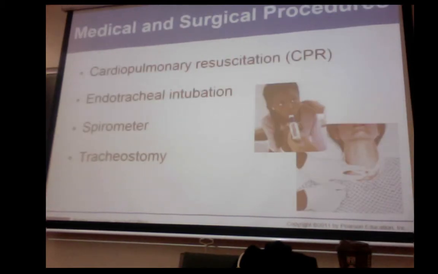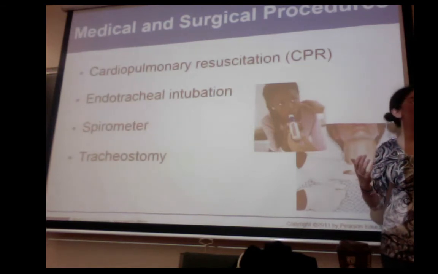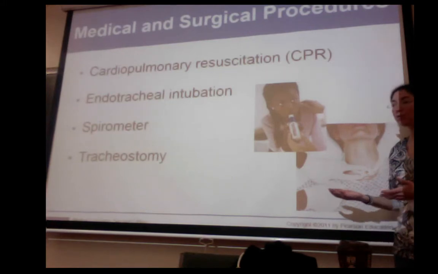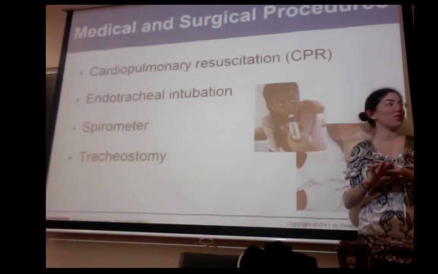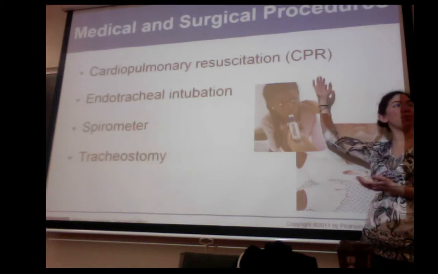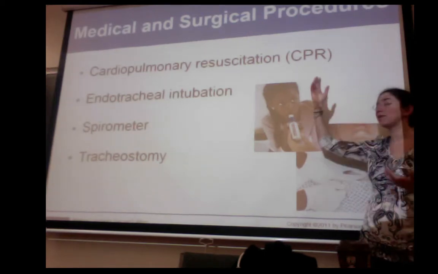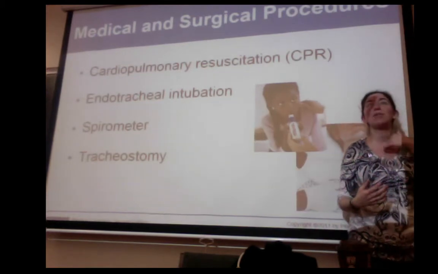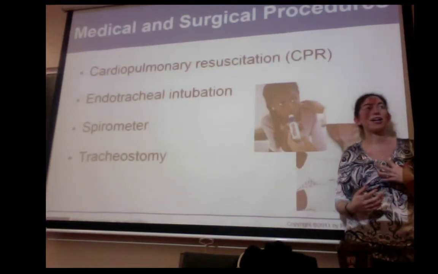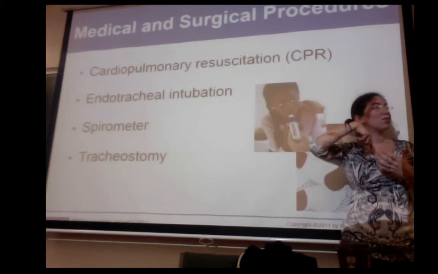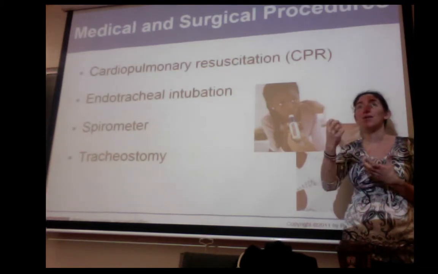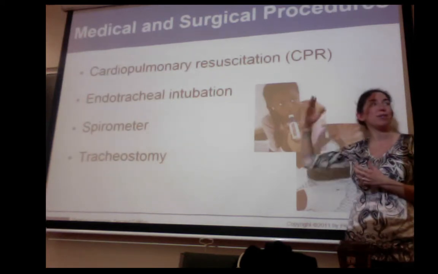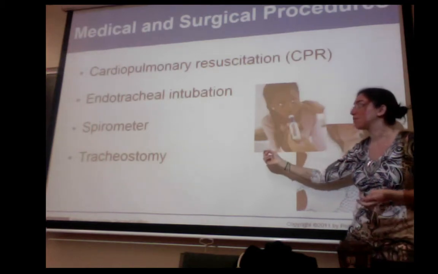Some different medical and surgical procedures. CPR, cardiopulmonary resuscitation, is part of the cardiovascular system, but also part of the respiratory system. You do chest compressions to help the heart pump blood, but then you also breathe into the mouth to help restore oxygen. Endotracheal intubation is for a patient who has some kind of blockage and can't breathe. You would stick a tube through the trachea in order to breathe for them with a bag or a machine that could blow air into their lungs, so that you don't have to be blowing into their mouth like CPR.